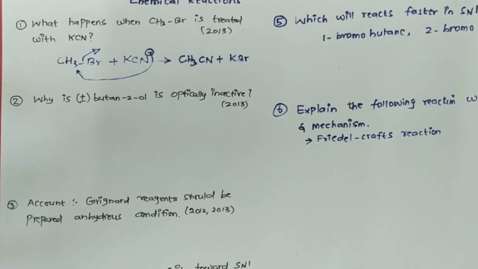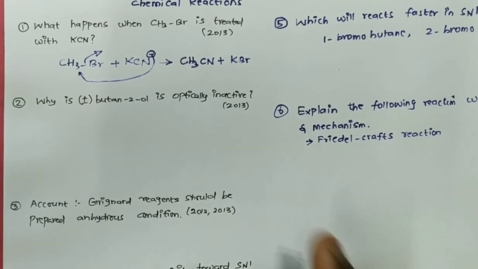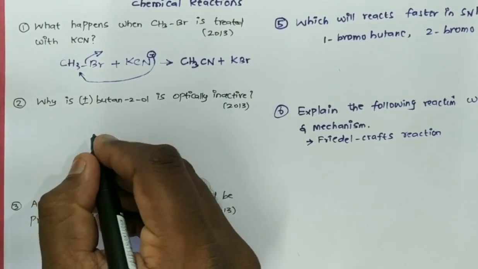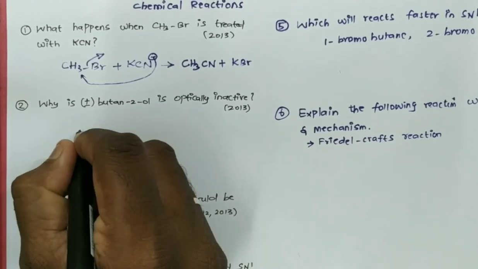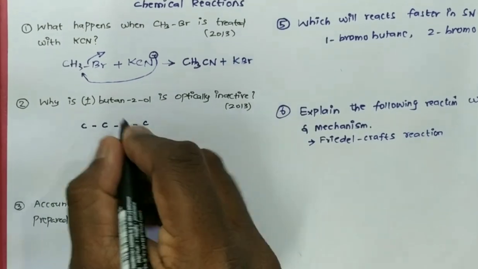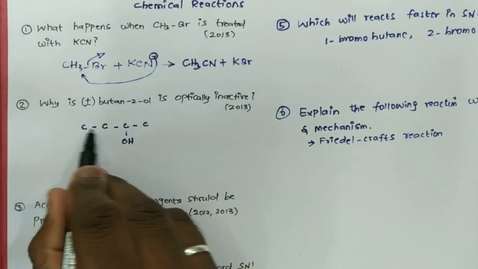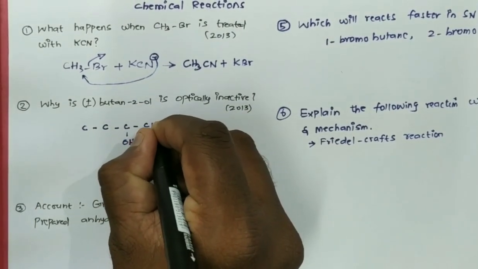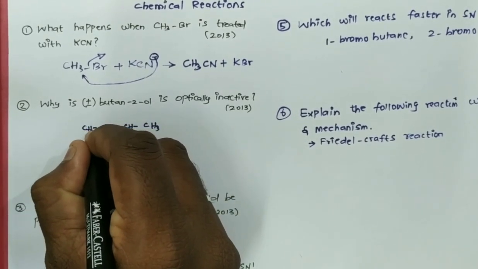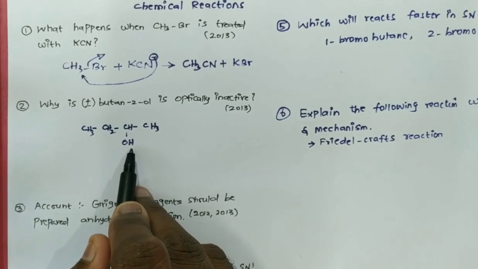I get this product only because of the strong nucleophilicity of cyanide. And the second question: why is plus-minus butan-2-ol optically inactive? This was asked in the year 2013. So first we have to write butan-2-ol. How can we write it? There are 4 carbon atoms: 1, 2, 3, 4. In the second position I have the alcohol group, am I right? So I have to satisfy the valency with hydrogen. Here it is H, here H2 and here H3. So 1, 2, 3, 4 butane, and the second position has the OH, butan-2-ol.